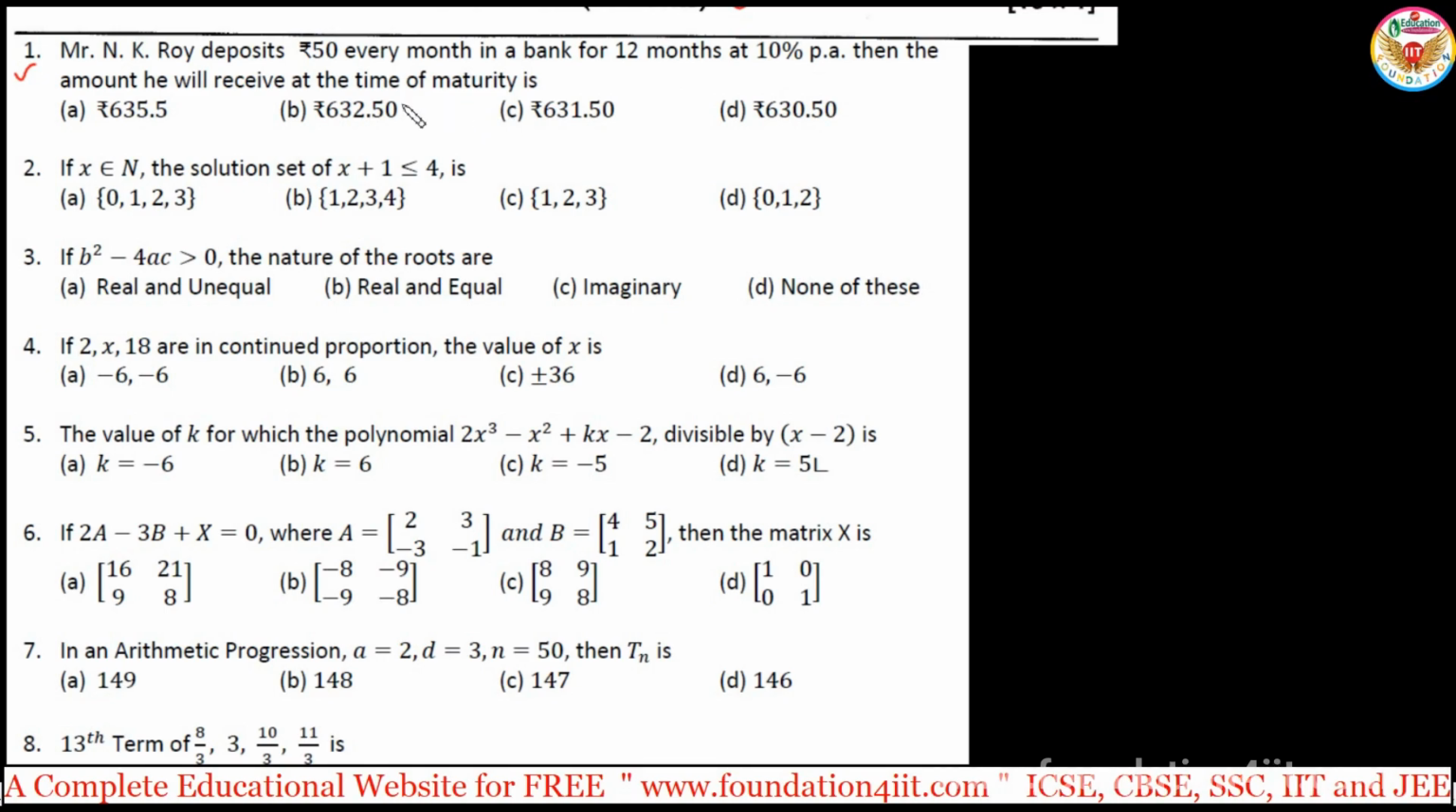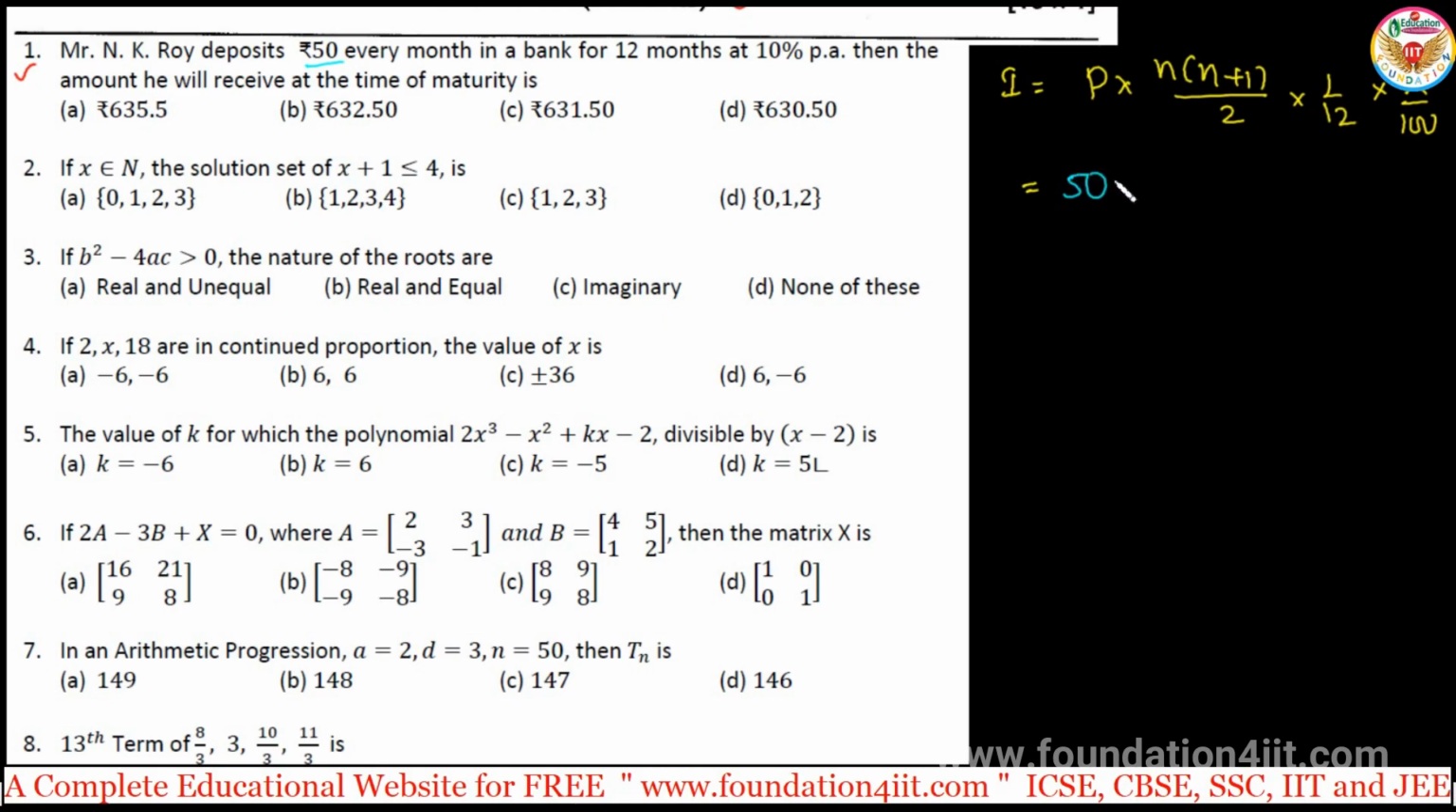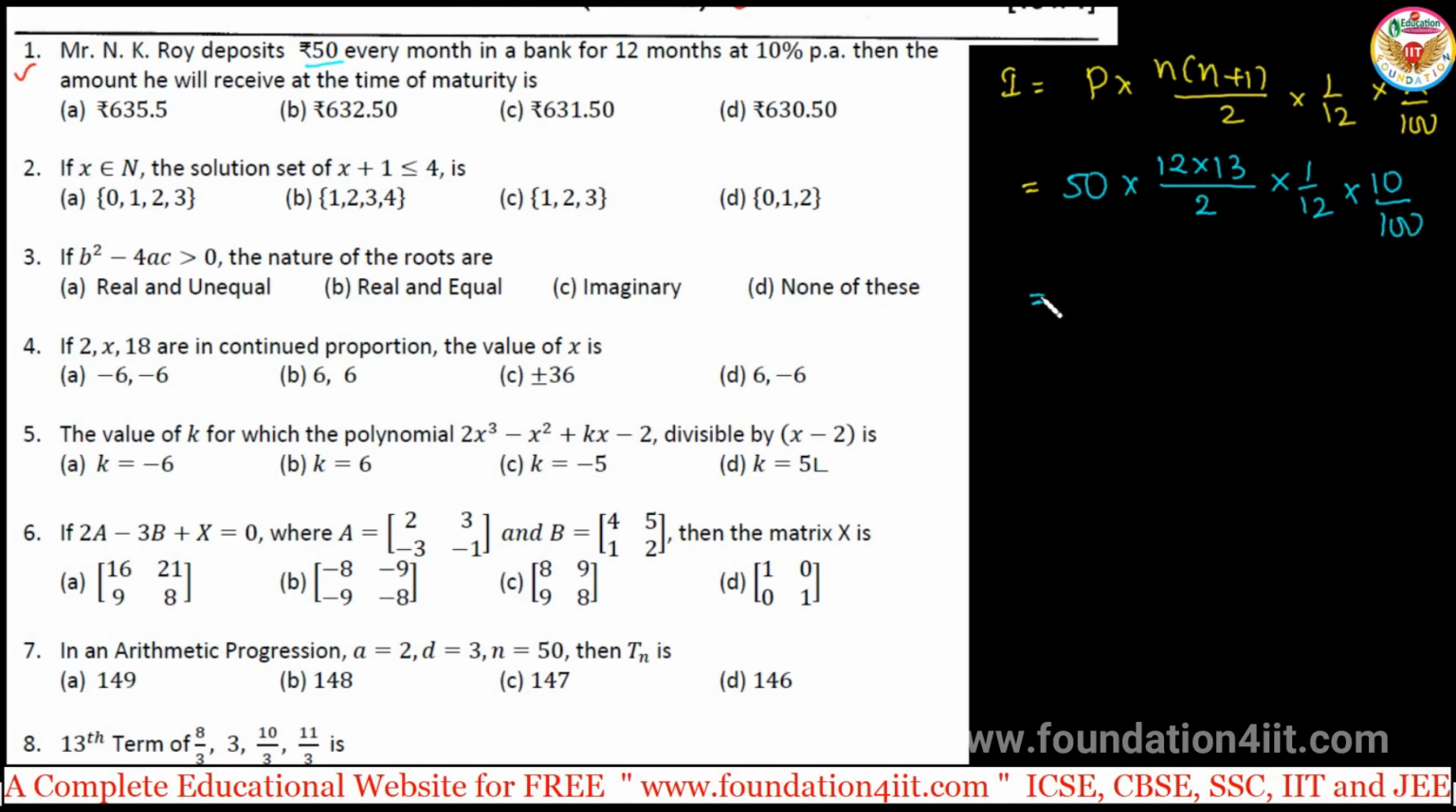That means P into N plus interest, right? So first let us find out the I value. I is equal to P into N into (N plus 1) by 2 into 1 by 12 into R by 100. Okay, so this is the interest formula. P is the monthly deposit, that is 50, into N into N plus 1. N is the number of months. It's already given in months only, 12 months. If it's given in years, convert into months. So 12 into 13 by 2 into 1 by 12, and the rate of interest is 10 by 100. If we simplify, you'll get the interest.